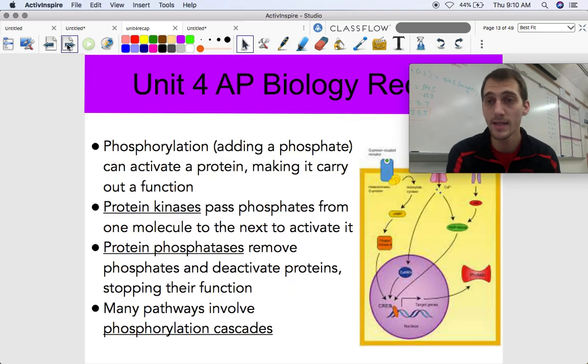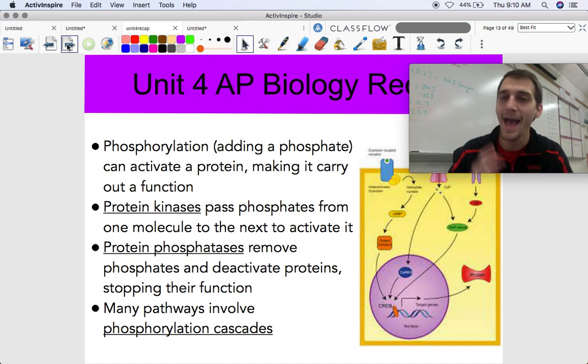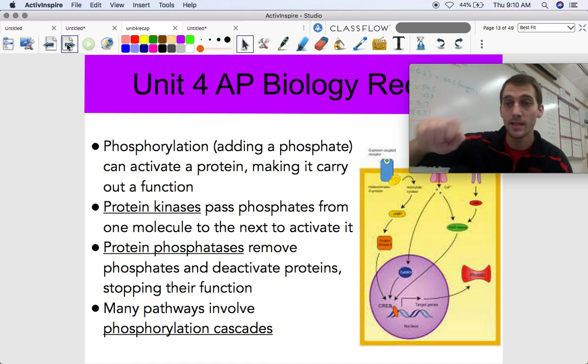So how transduction occurs a lot of times is through what's called phosphorylation. Hey, we're familiar with that. Adding a phosphate, making ATP from ADP. That's phosphorylation. And this should be somewhat familiar. Phosphorylation is also what's used to activate a protein. Hey, turn on this protein. It's like an on or off switch. When it has a phosphate, it's on. When it doesn't have a phosphate, it's off.